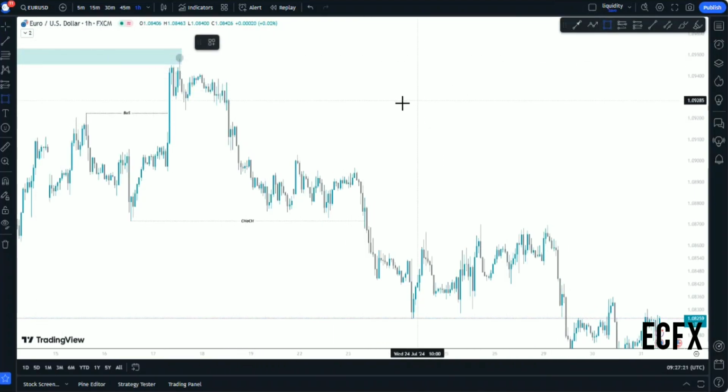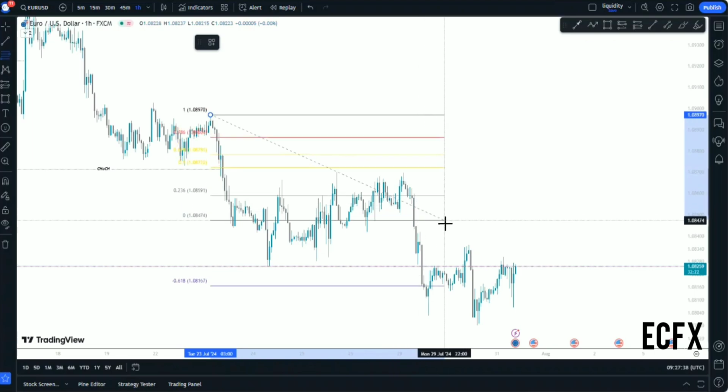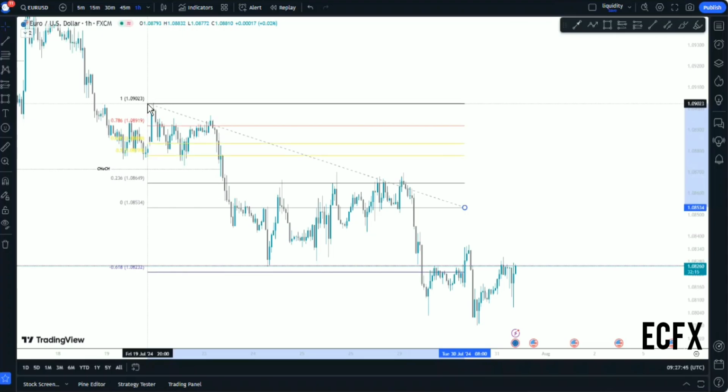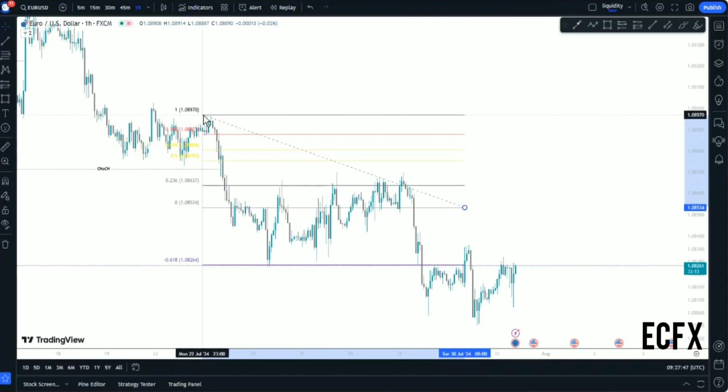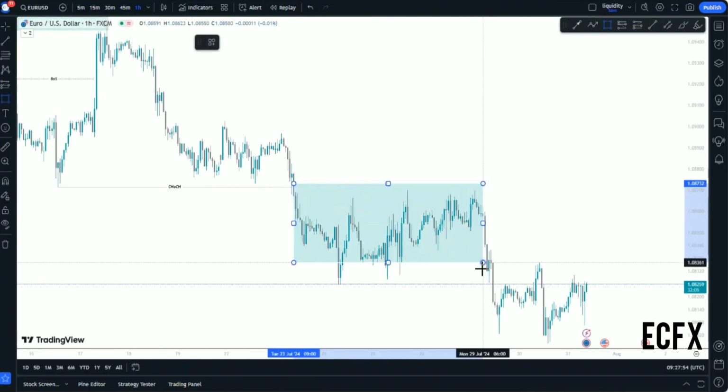So since price swept our lows on the higher time frame, what we are going to do is take our Fibonacci from the most recent high to the most recent low. You can either pull it from this one over here or this one over here. Doesn't really matter. And then we are going to jump down to the lower time frame.